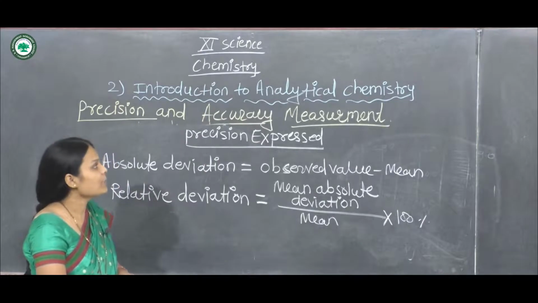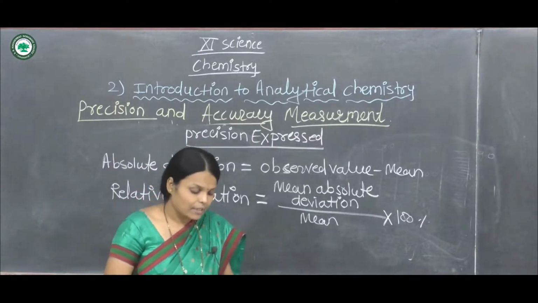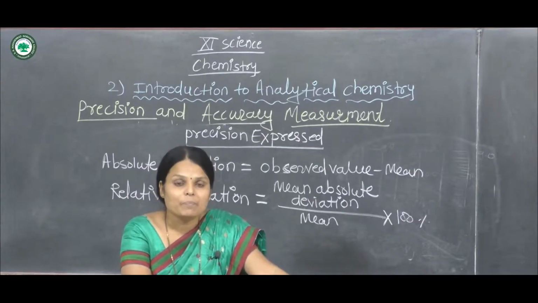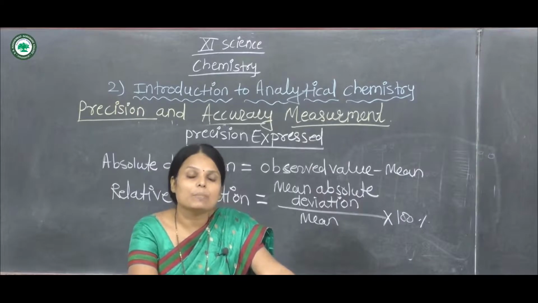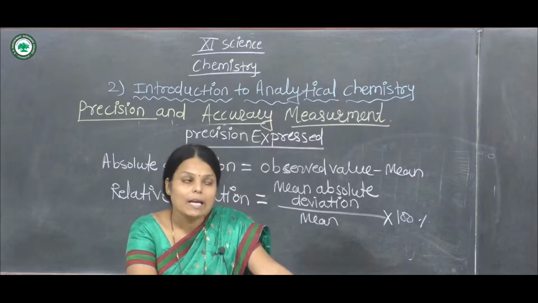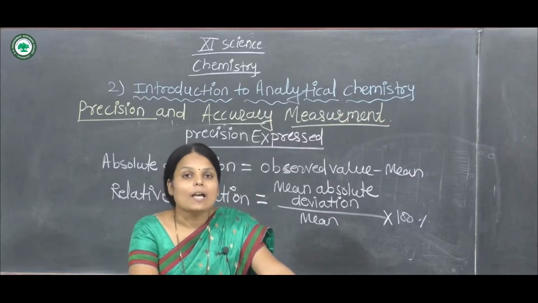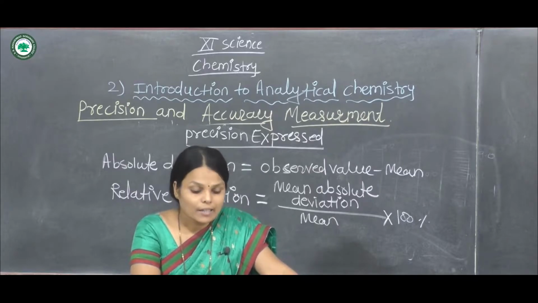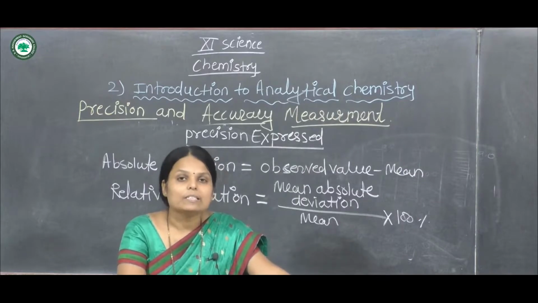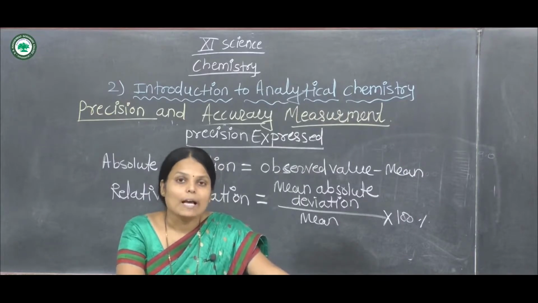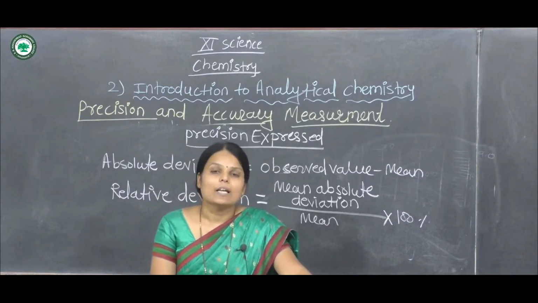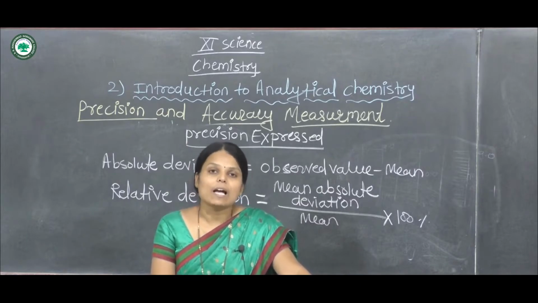The two measurements of analytical measurement are accuracy and precision. Accuracy means nearness to the true value. Precision means closeness of the readings when we repeat multiple readings of the same quantity. This is the difference between accuracy and precision. Accuracy is expressed as relative error and absolute error, and precision is expressed as relative deviation and absolute deviation.